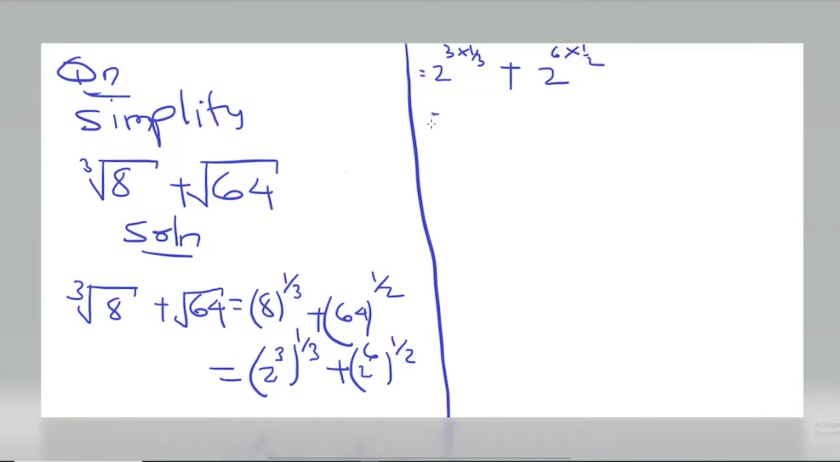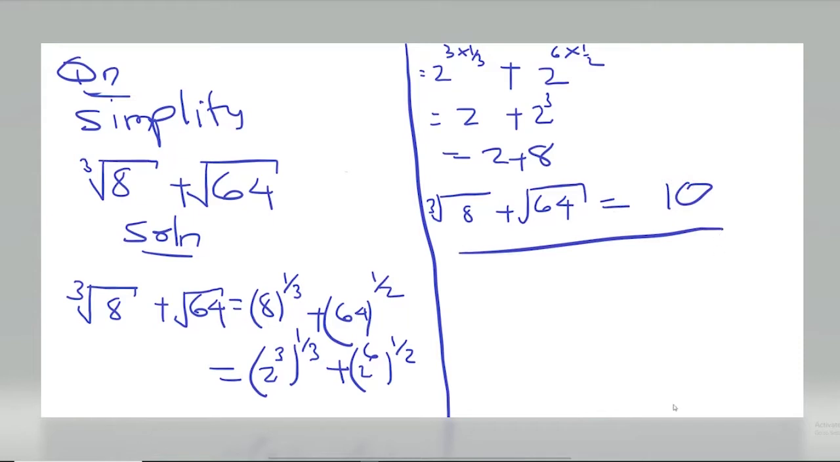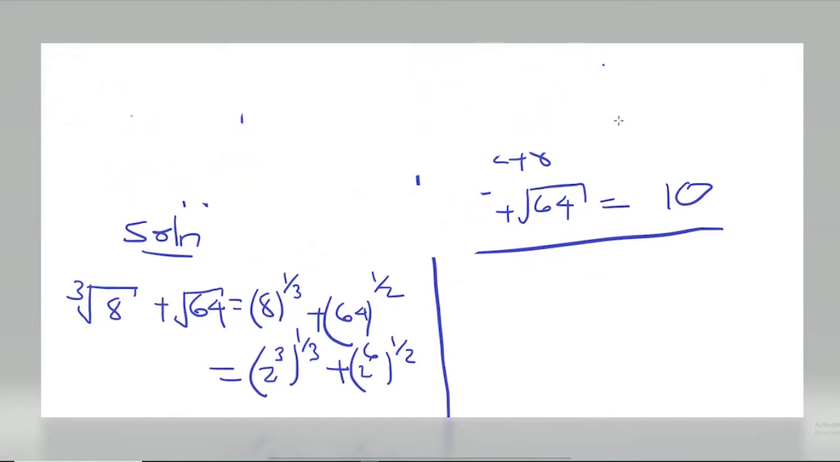So the 3 and 3 cancel, and I've got 2 power 1, which is 2, plus 2 power 6 times a half, where 6 divided by 2 is 3, so 2 power 3, which is 8. Therefore 2 plus 8 gives 10. Finally, the third root of 8 plus the square root of 64 is equal to 10. That is the final answer. Now, you can be given another question like this, asked to simplify an expression.